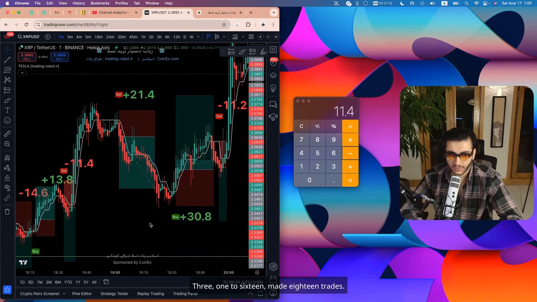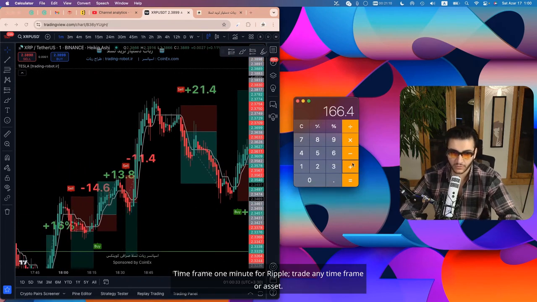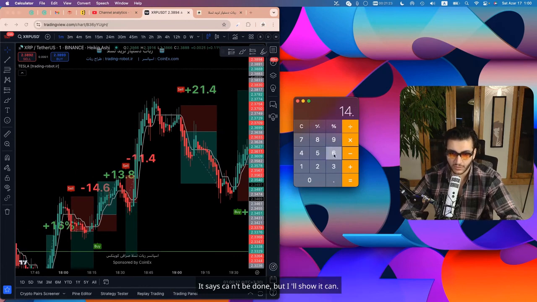Count them. 3, 1 to 16. Made 18 trades. 80% successful. Time frame 1 minute for Ripple. Trade any time frame or asset. It says can't be done, but I'll show it can.